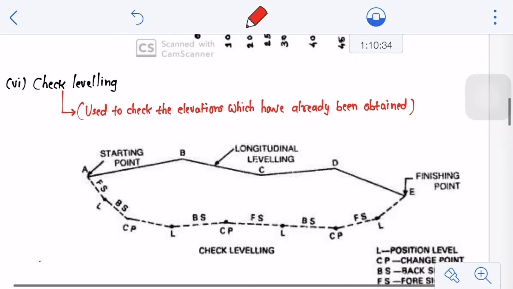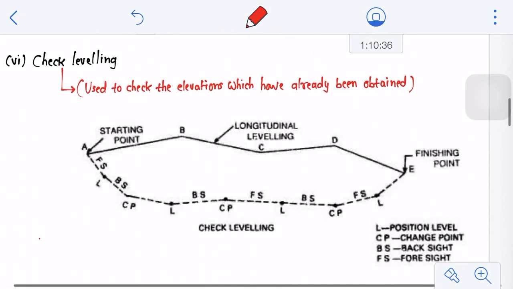The next one is check leveling. Now this check leveling is somewhat similar to fly leveling. This leveling is done for the purpose of checking elevations which have already been obtained. What you have already carried out, you are now interested in checking whether it is correct or not. That particular leveling is termed check leveling.